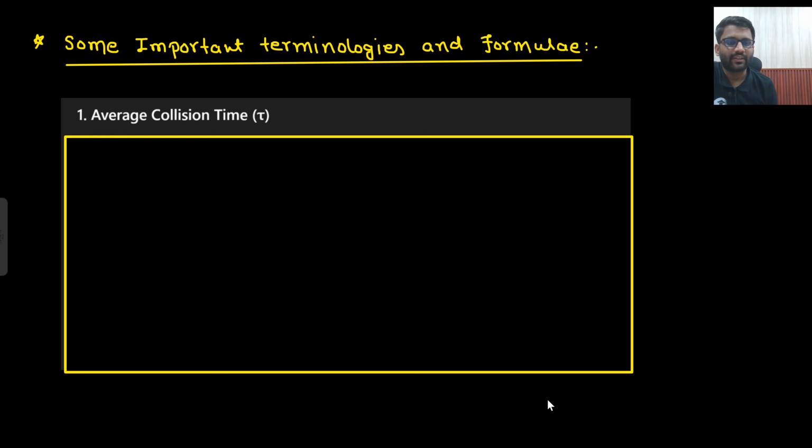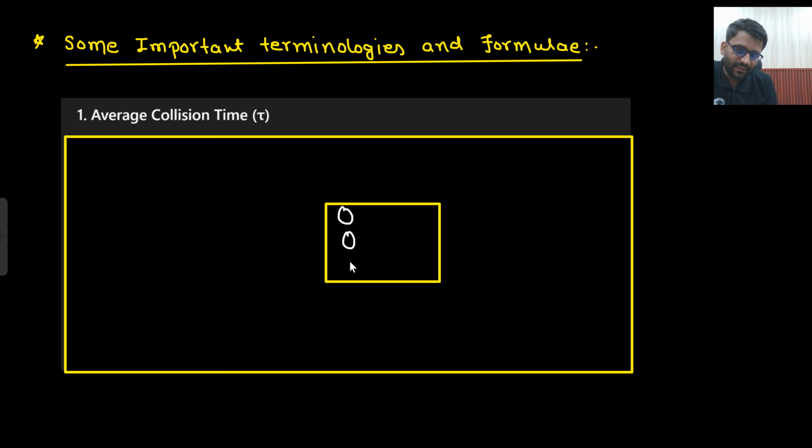So what is the average collision time? Let's just say this is your semiconductor. This is the semiconductor that you are having, a silicon crystal. I am talking about a silicon crystal. So silicon atoms are there, and these silicon atoms will be making bonds. I am not showing the bonds. I am just telling that these are the silicon atoms. Now it might happen that there would be some impurity. Let's just say I am talking about donor impurity.